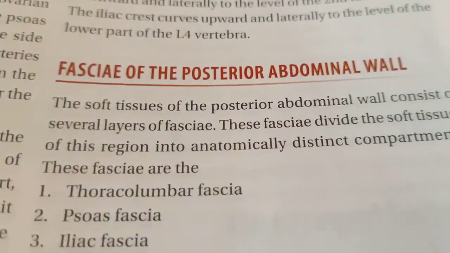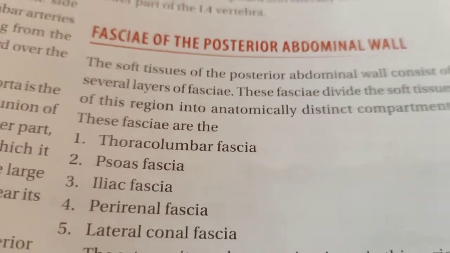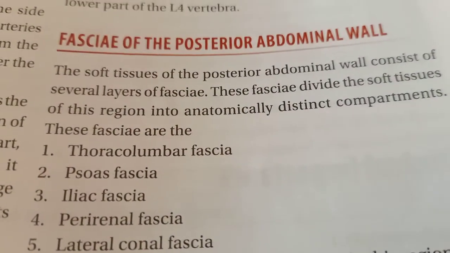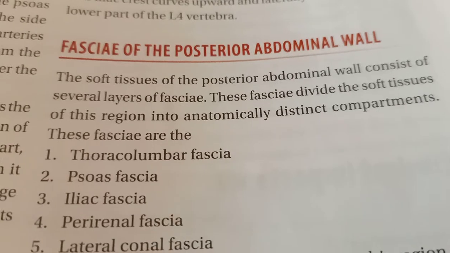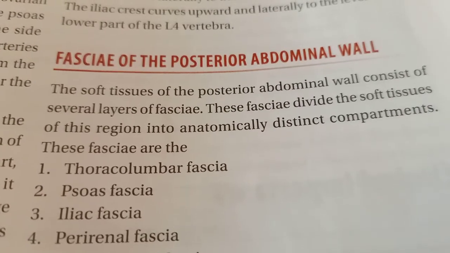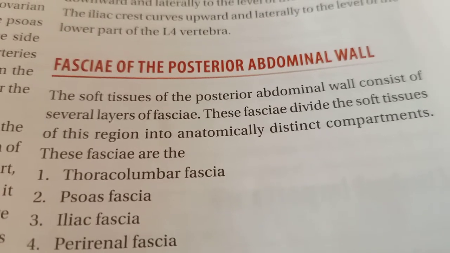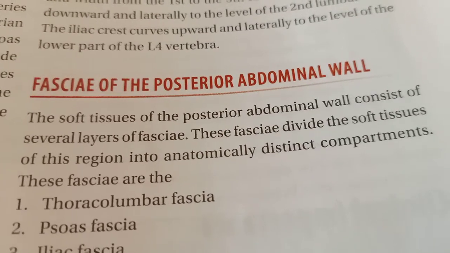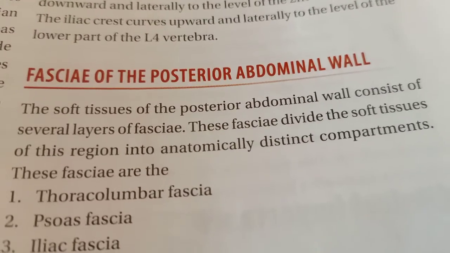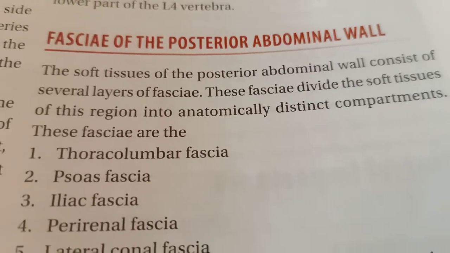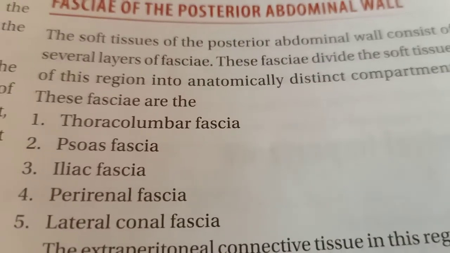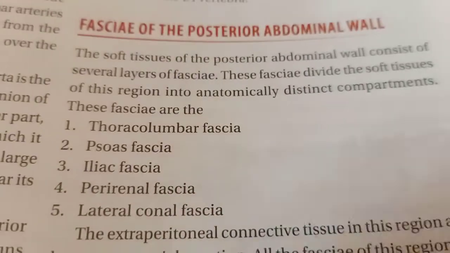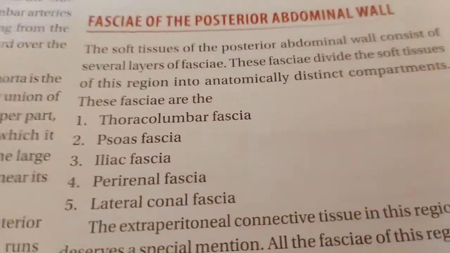These fascia are thoracolumbar fascia, psoas fascia, iliac fascia, perirenal fascia, and lateral conal fascia. Out of these, the important fascia which is frequently asked as short note, MCQs, viva is the thoracolumbar fascia. So we'll go to the thoracolumbar fascia.